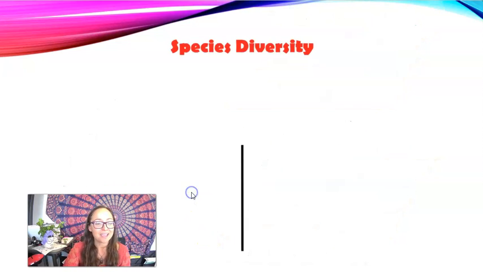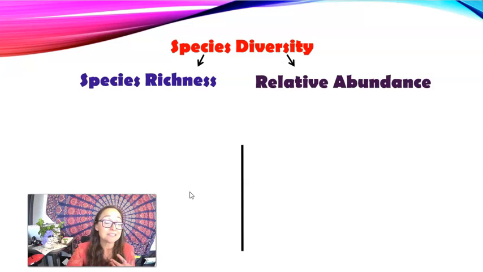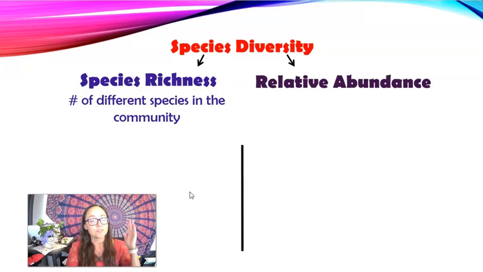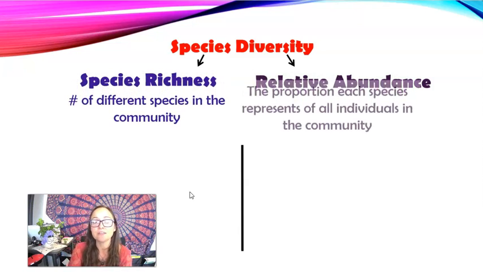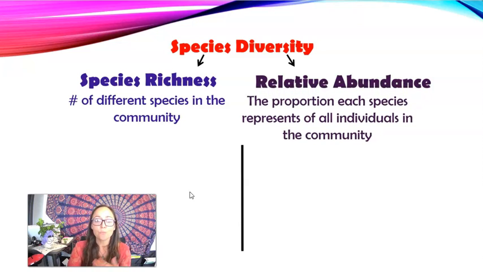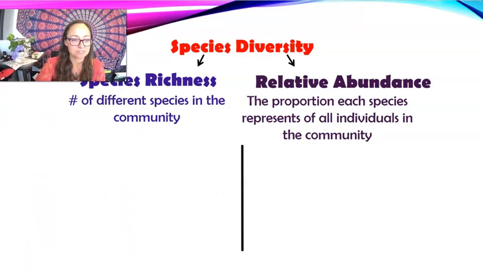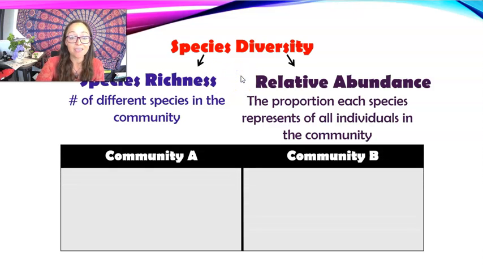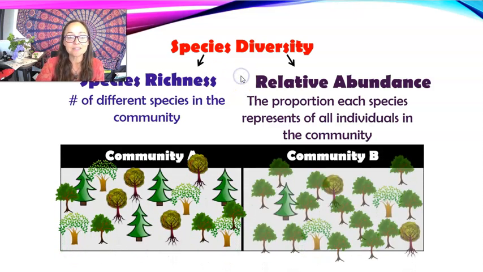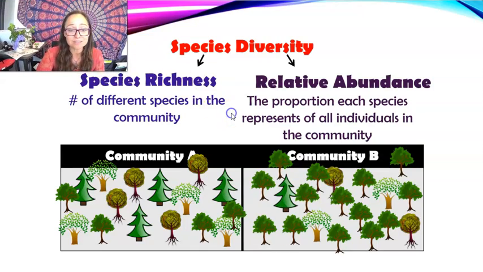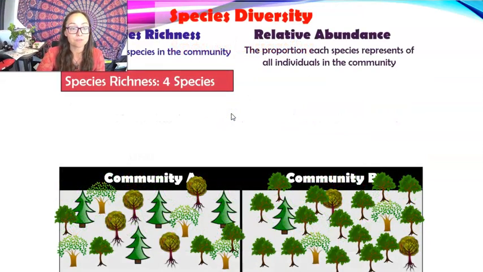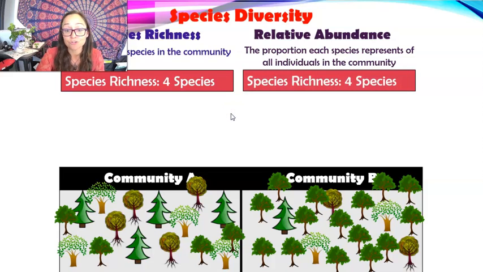So here, we have species diversity, which is all the different species within a community. You have what's called species richness, which is the number of different species in a community, as well as relative abundance, which is their proportion within that community. So let's go ahead and look at two examples here. Here we have community A and community B. And we can see that the species richness is the same. In both communities, there are four species of trees.